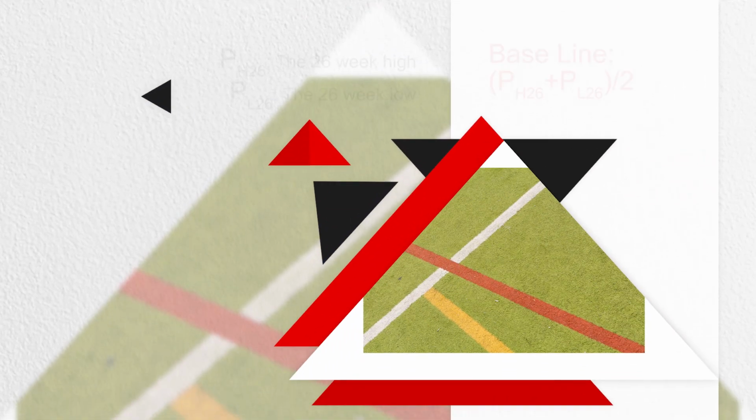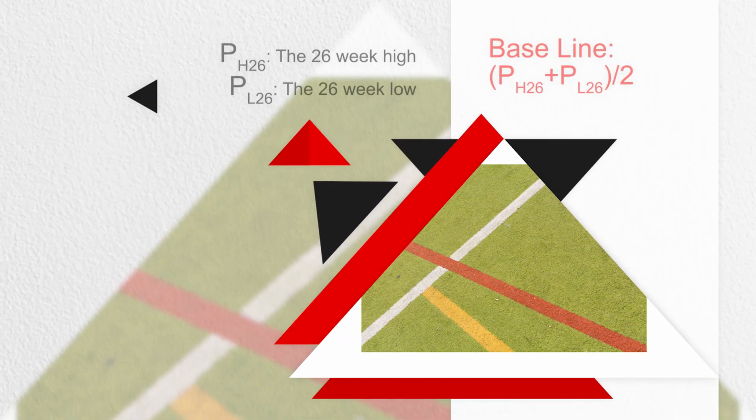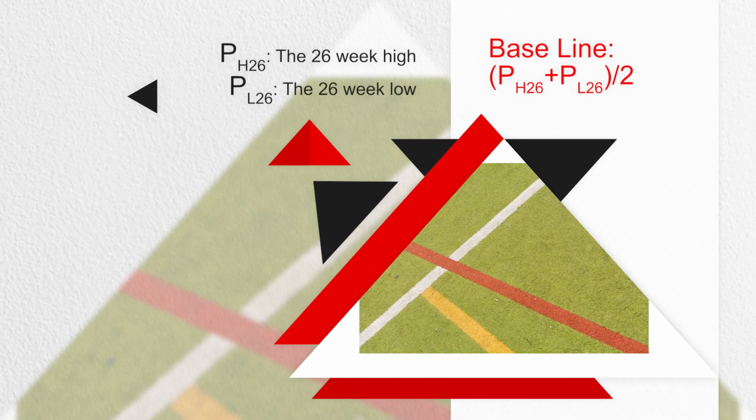The baseline is similar to the conversion line, but we have to account for 26 different time periods. It's calculated as follows. The baseline equals the 26 period high plus the 26 period low, all over 2.